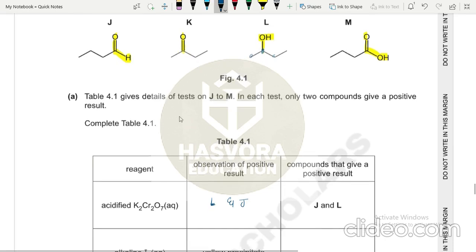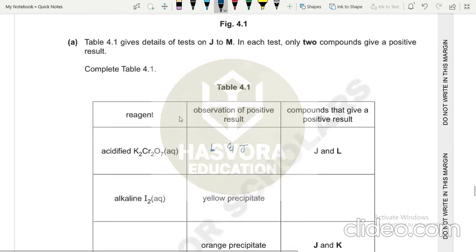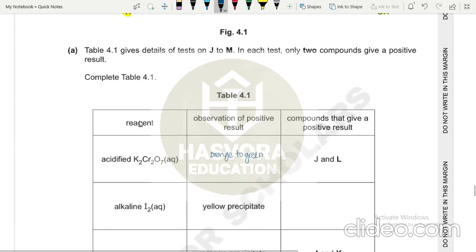They have given you the compounds that give the positive result. We have to write the observation. So what will happen with the K2Cr2O7? It will turn from orange to green in color. Alkaline I2 gives a yellow PPT, but with which compounds?